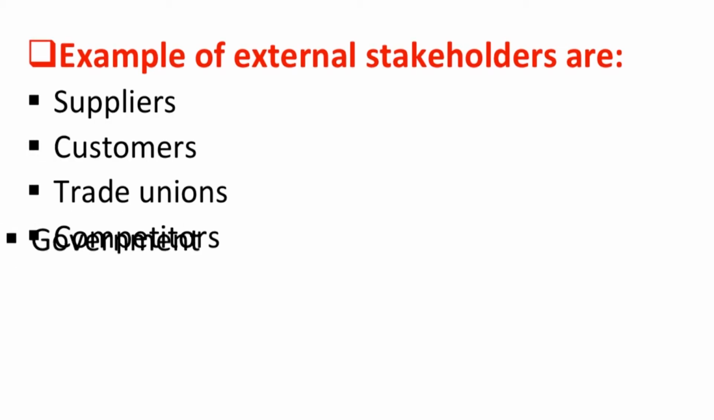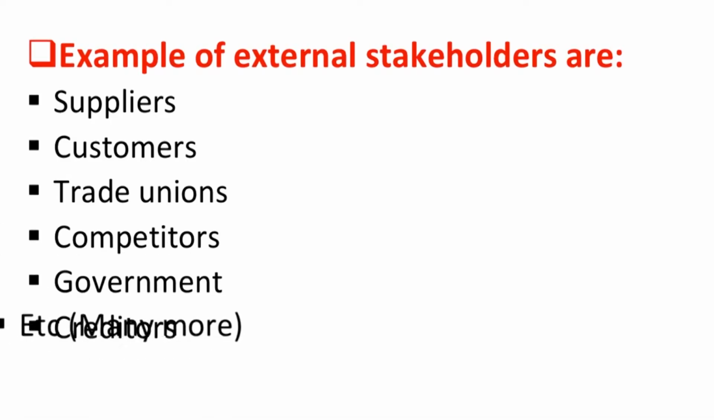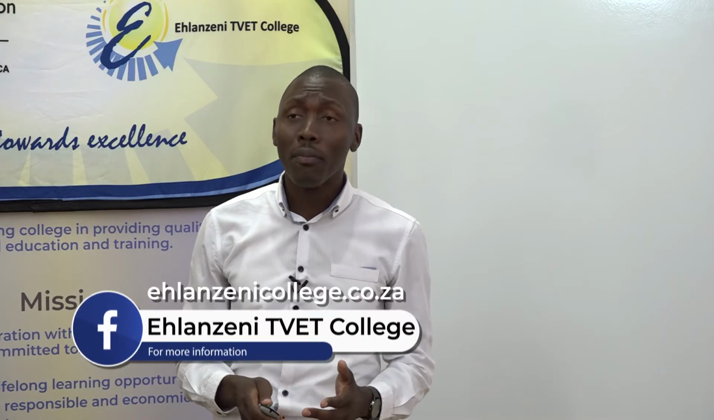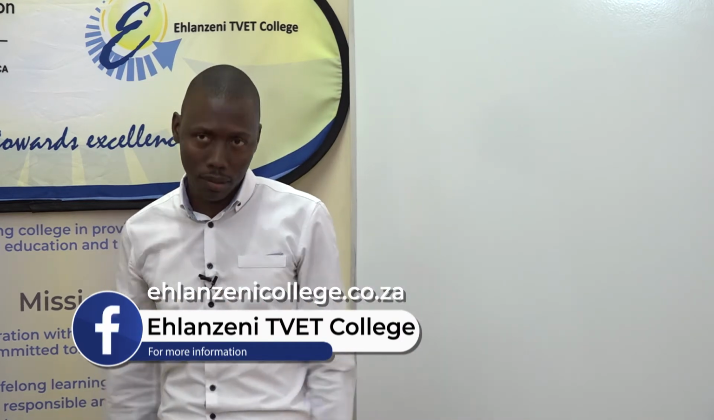We also have the government. It is an external stakeholder, and it does have an influence in our organization through the laws and regulations it puts in place. Then also the creditors. Creditors are people from whom we buy goods or services on credit and pay them at a later stage. There are so many external stakeholders. Remember, it differs according to the organization.